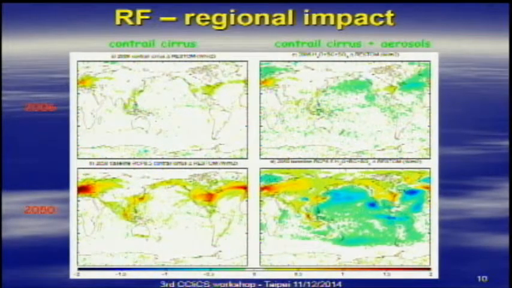So this is the regional impacts. The top panels are based on the 2006 emission. Panels on the right only include water vapor emission. In 2006, locally, we're looking at about 0.5 watts per meter square in Central Europe. But when you move to 2050, we're looking at about 2 watts per meter square.